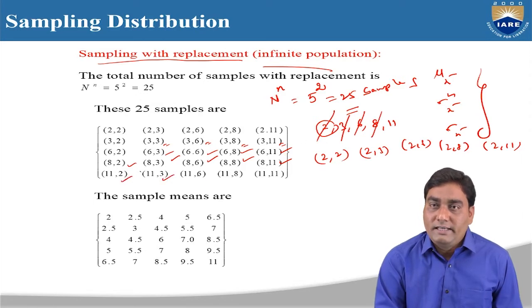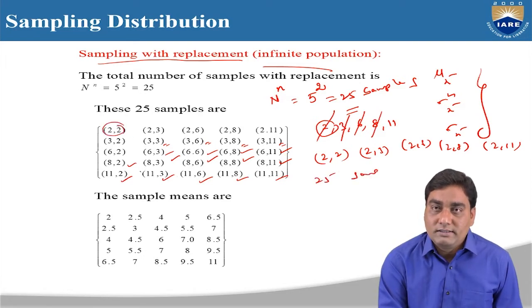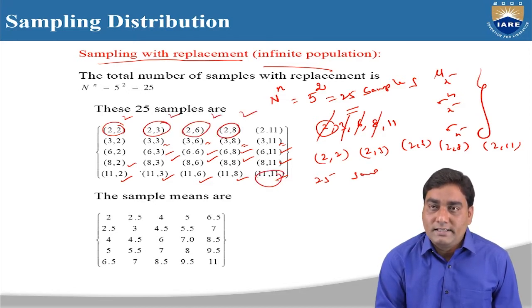11, 2, 11, 3, 11, 6, 11, 8, 11, 11. Total 25 samples with size 2. This size is 2 and this size is also 2. This size is also 2. This size is also 2. Like that, this size also 2.